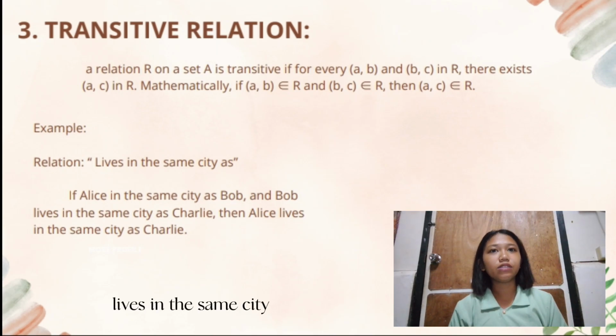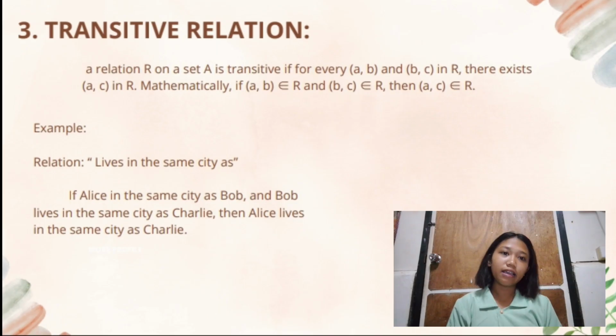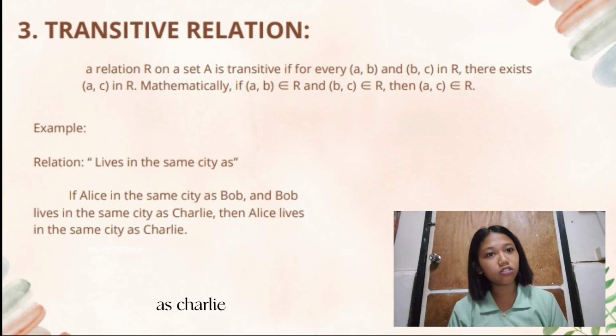First, Alice lives in the same city as Bob. Second, Bob lives in the same city as Charlie.